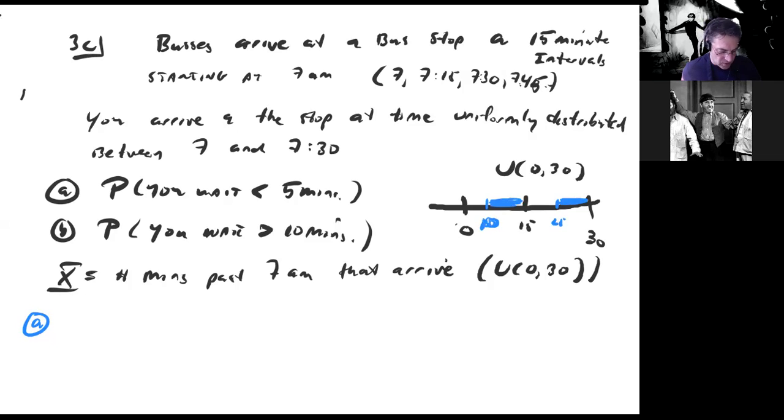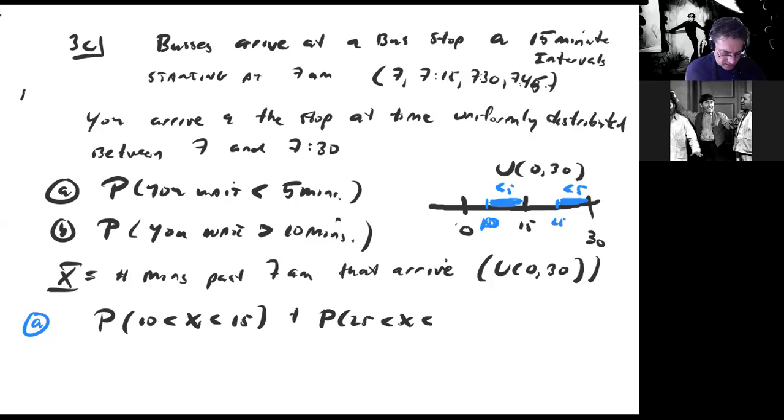So you arrive after 7 o'clock. When do you wait less than 5 minutes? Well, this is the only possibility. There's less than 5 minutes in these two blue intervals. So we're interested in knowing the probability that 10 is less than X is less than 15, plus the probability that 25 is less than X is less than 30. That's what we have to compute.